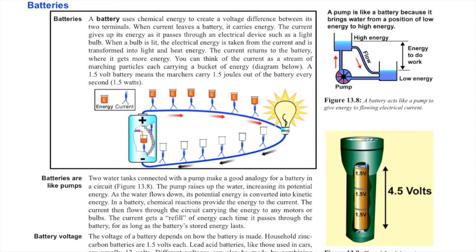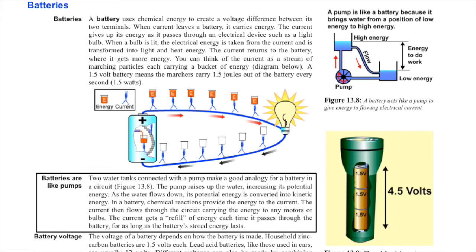You can think of the current as a stream of marching particles, each carrying a bucket of energy as shown in the diagram below. A 1.5 volt battery means that the marchers carry 1.5 joules out of the battery every second, which is 1.5 watts. Batteries are like pumps. Two water tanks connected with a pump makes a good analogy for a battery in a circuit, as shown in figure 13.8.